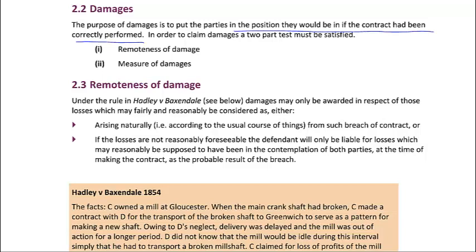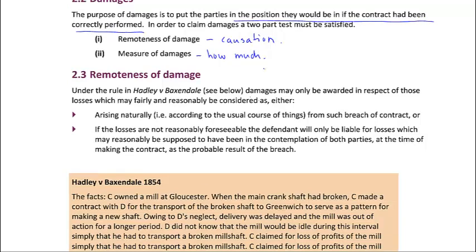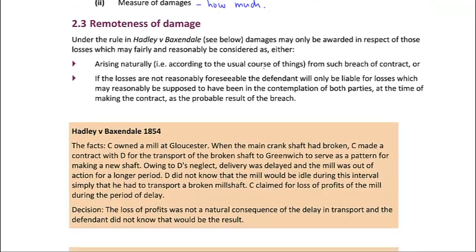Now, there's a two-part test to look at here. One of them we call remoteness of damage, and the second test, the measure of damages. So the remoteness is kind of how far down the chain of causation do you go? At some point you have to say, well, it's not really fair to make that original party to the contract liable for all the losses that you suffered. And the other one, the measure, is really about how much damage and what should be covered.